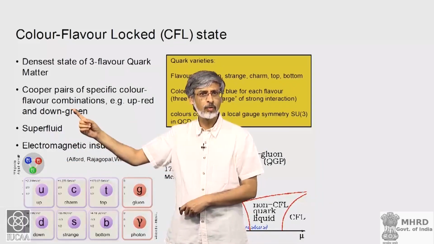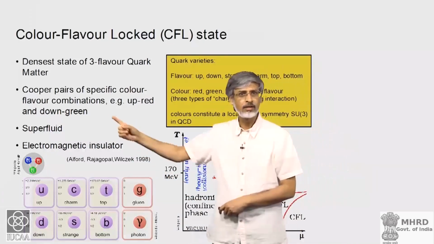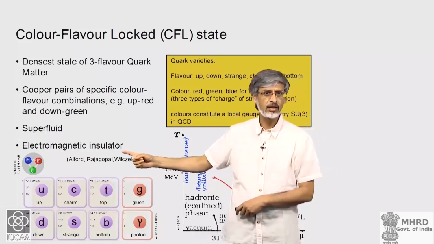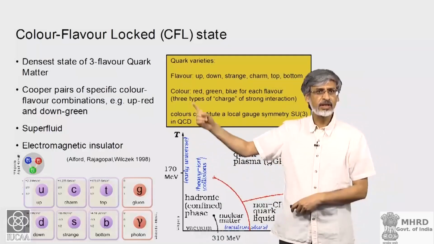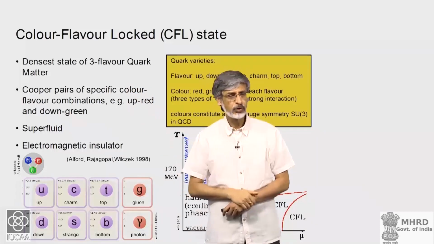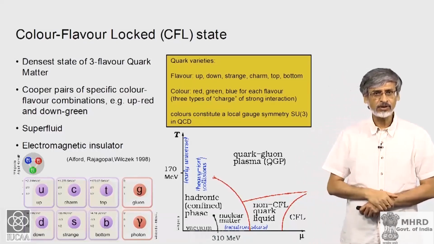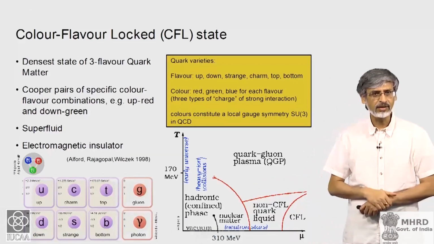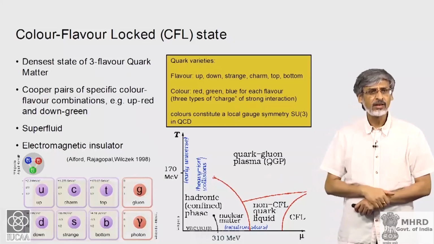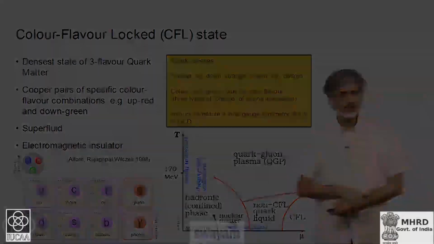So, specific combinations of flavors and colors give this color flavor locked state, which is a superfluid and is an electromagnetic insulator. This kind of state would be the densest possible and most stable and most favorable quark state if such densities are obtained at the centers of neutron stars. So, this will appear at fairly high density. If the central density of neutron stars reaches the requirement for this, then the quarks will more favorably appear in the color flavor locked state.